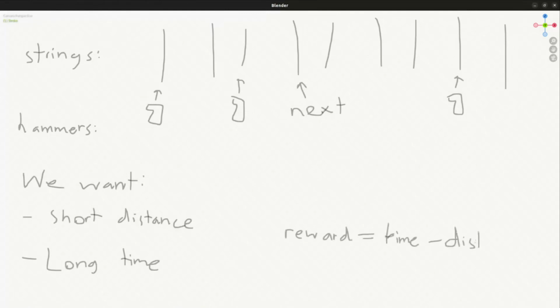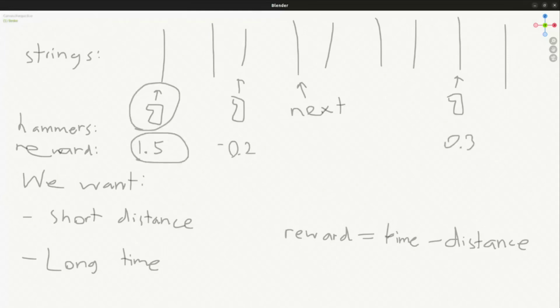Then we can define a reward function which tells us how good a hammer is for hitting this particular note. We can then compute the reward for each hammer and choose the one with the highest. This is a depth 1 search because we are only considering the possibilities one step away. If we apply this algorithm, it looks like this.